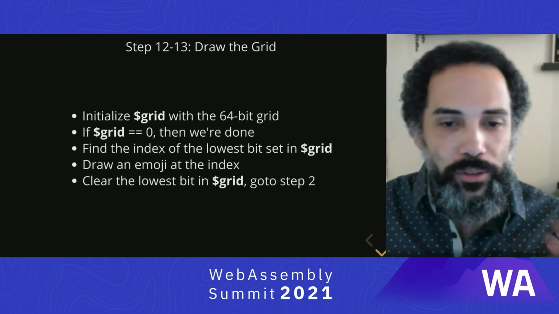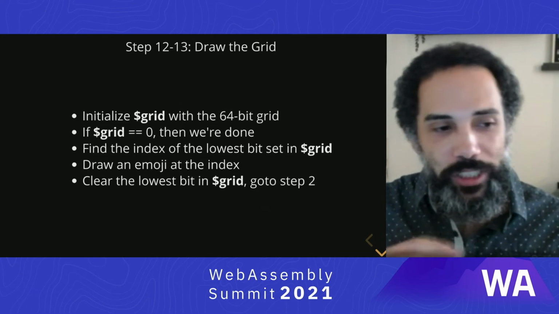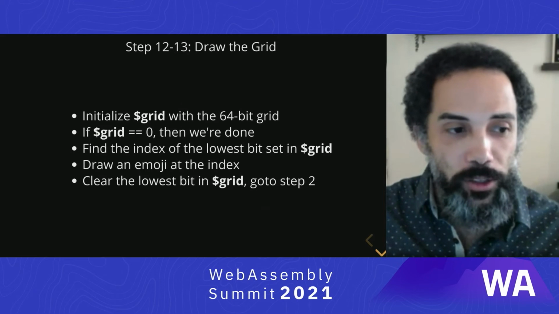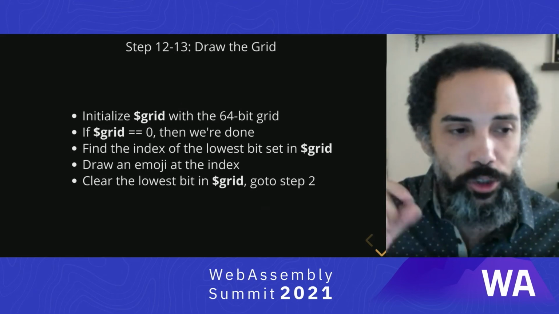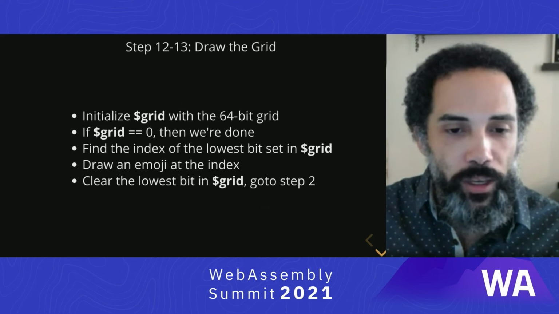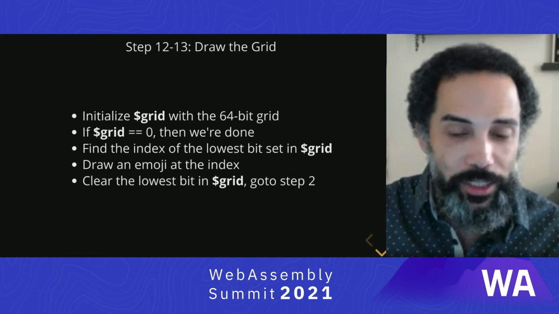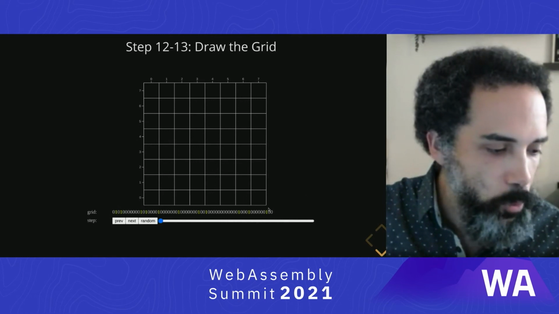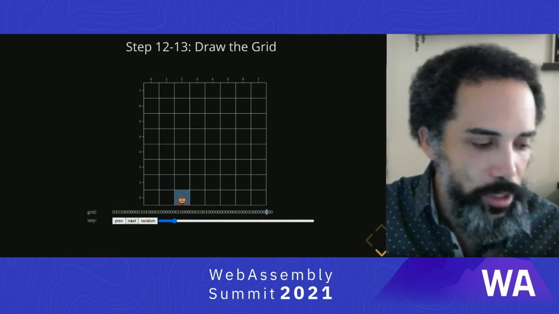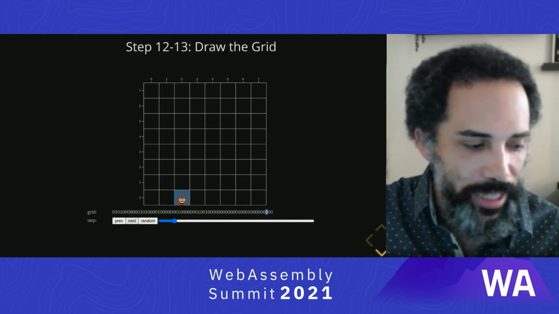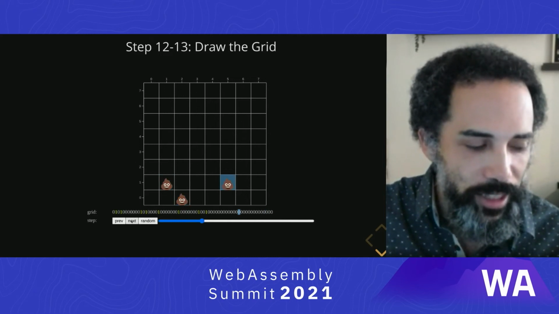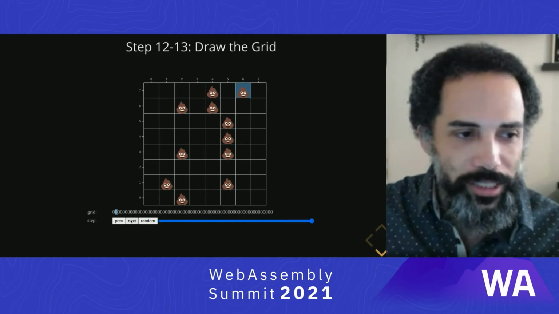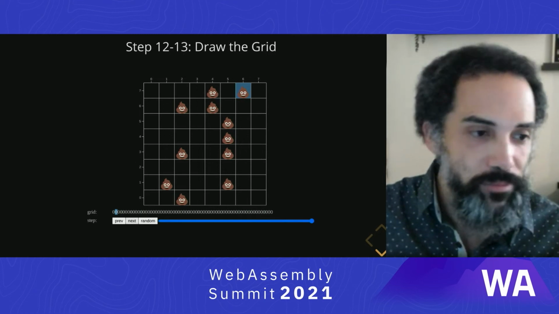Okay, so the first thing we're going to do to draw the grid is we're going to take our 64-bit number, and if it's 0, that means we're done. Otherwise, we're going to find the lowest index bit that's set, and we're going to draw an emoji at that index. And then we're going to clear that bit and then go to the next one. Okay, so this gives you a little example here. You can see we have the 1 bit set here, and if I go to the next step, we clear it, and then we draw a little poo emoji at that cell, and then the next, and then the next, and then the next. So you can see that when we're done, it's all set to 0, and that means that we've drawn the full grid.